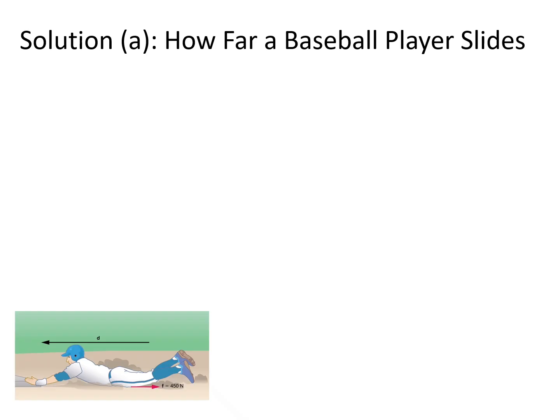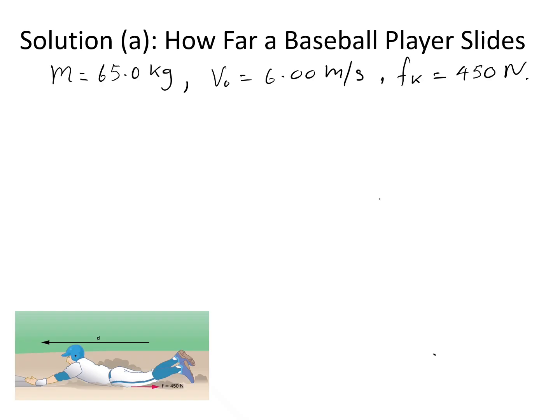Let us first write down the given values. Mass is 65 kilograms, initial velocity is 6 meters per second, and the kinetic frictional force is 450 newtons. We use delta KE plus delta PE equals W sub NC. On level ground, delta PE equals 0. Since the player stops, delta KE equals 0 minus 1 half m v naught squared.